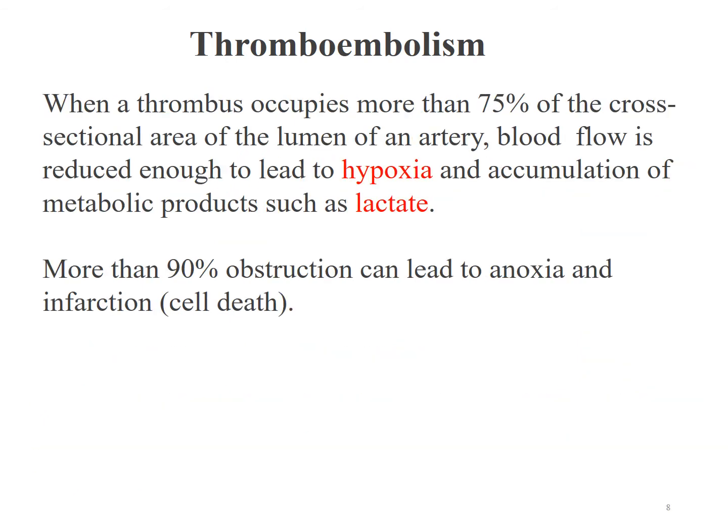So when a thrombus blocks more than 3/4 or 75% of the arteries, it can lead to hypoxia, or the lack of oxygen, and also the accumulation of some waste products such as lactic acid. But when it's more than 90%, it can lead to anoxia and infarction, which means cell death.